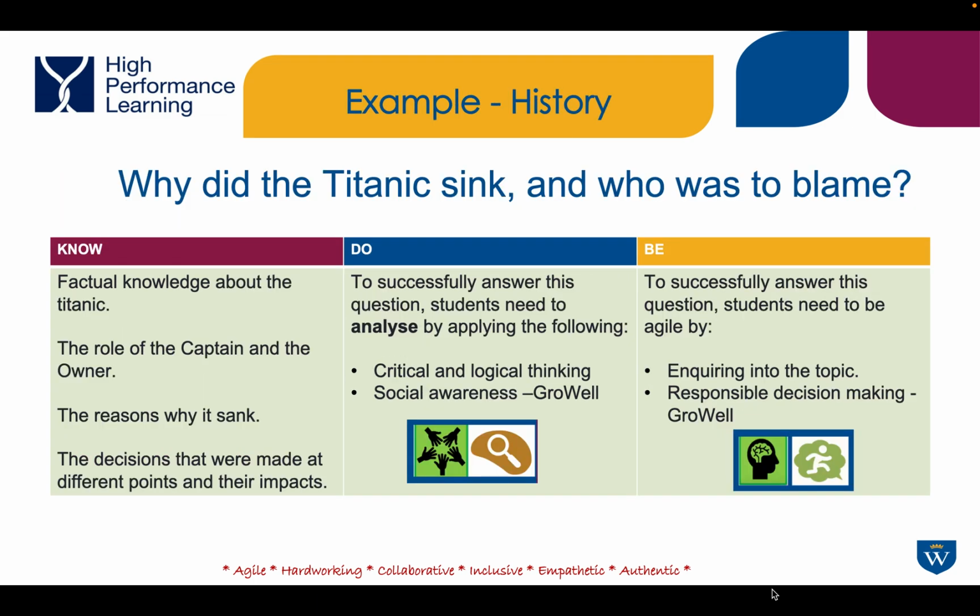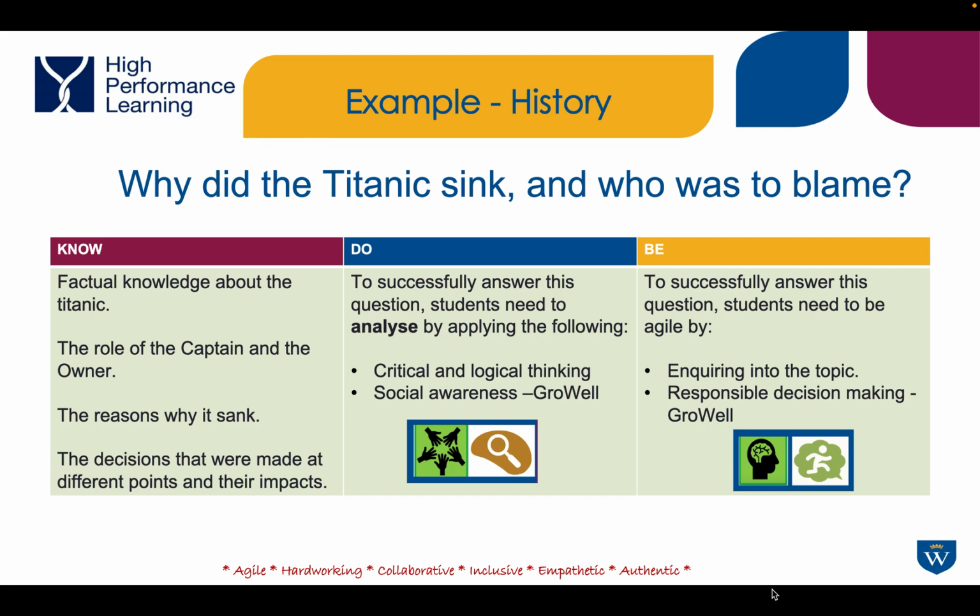Let's look at an example. This is an example from history. The Year 7s are currently answering this question: Why did the Titanic sink and who was to blame? Now, let's look at know first. Clearly, they will need to have the factual knowledge about the Titanic. The role that the captain played and the owner played, some of the reasons why the Titanic sank, what were some of the decisions that were made at different points and the impact of those decisions. So there's a whole list of things that the students simply need to know about the Titanic.